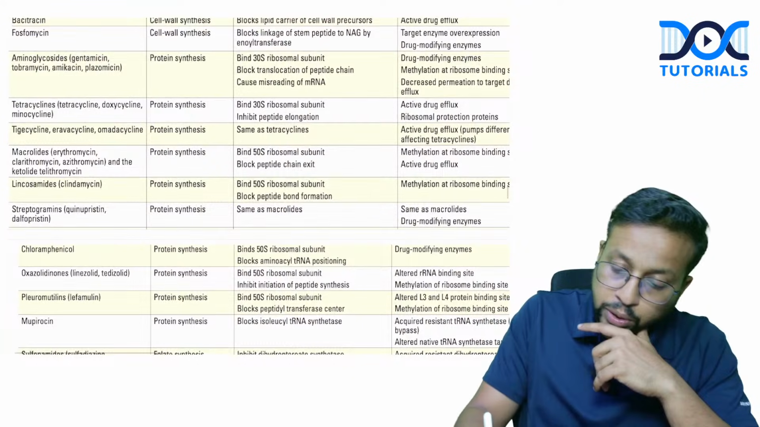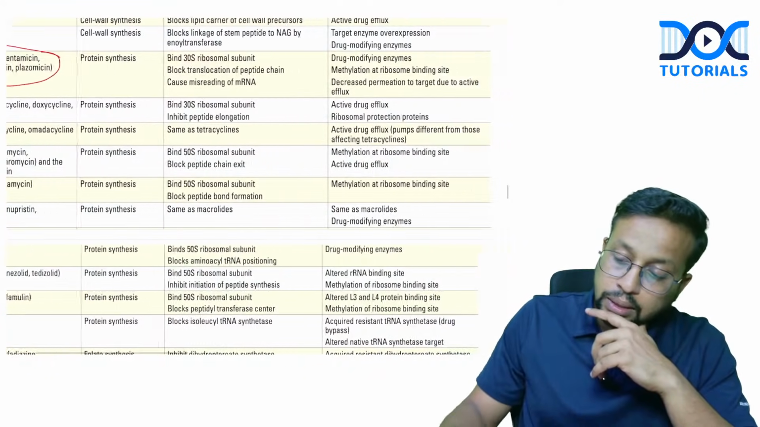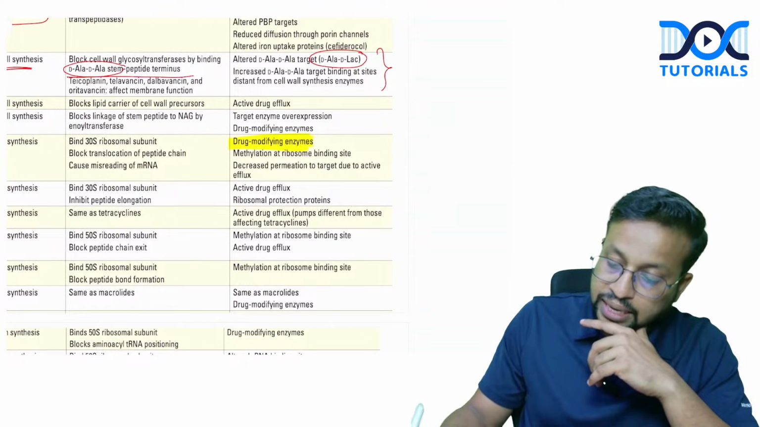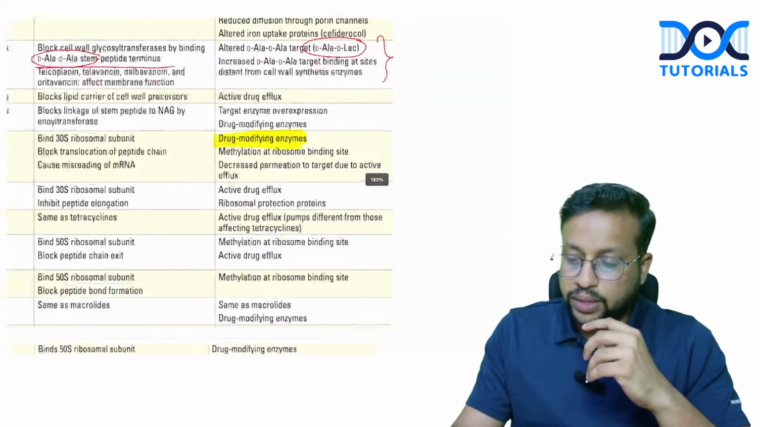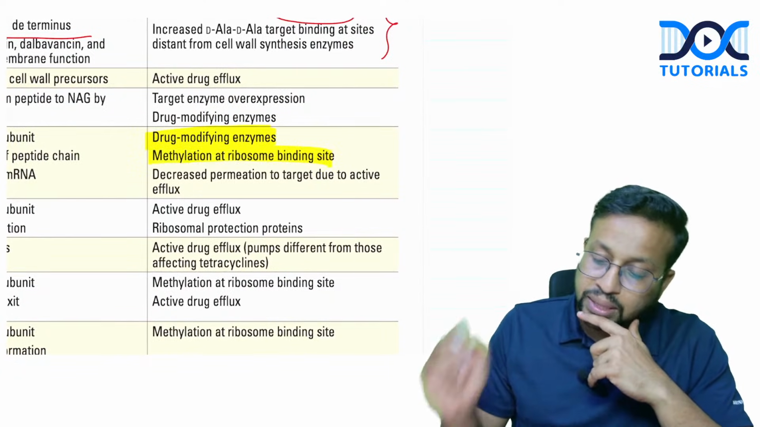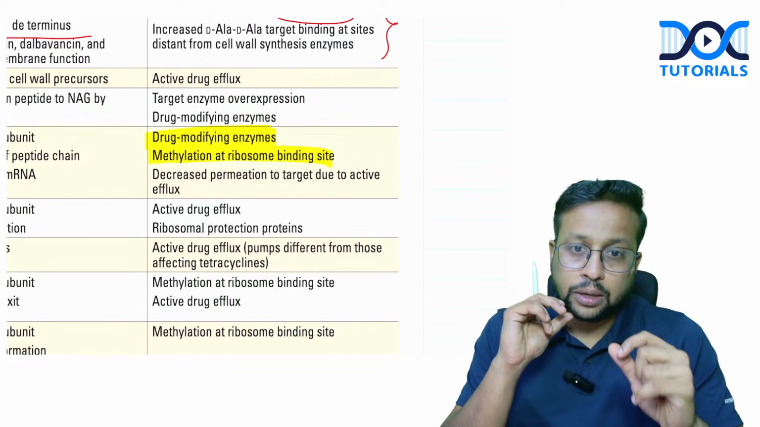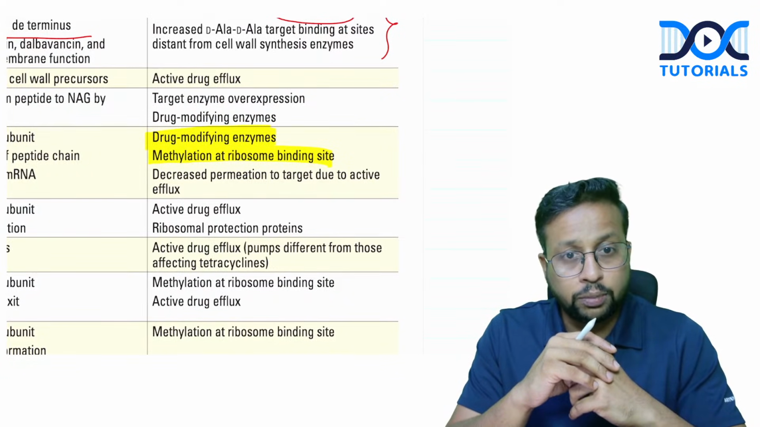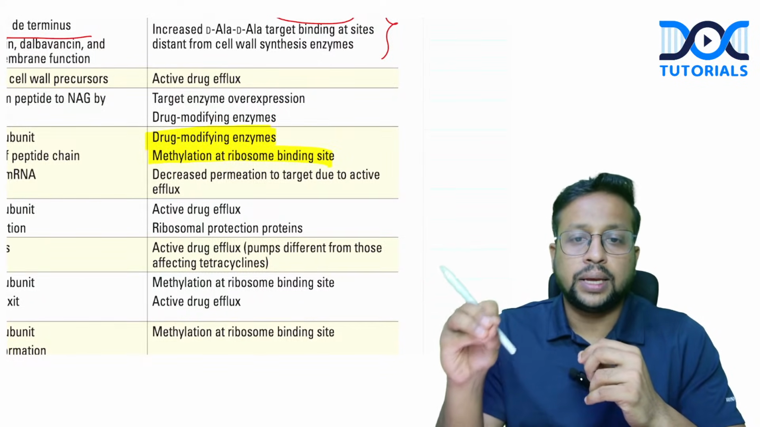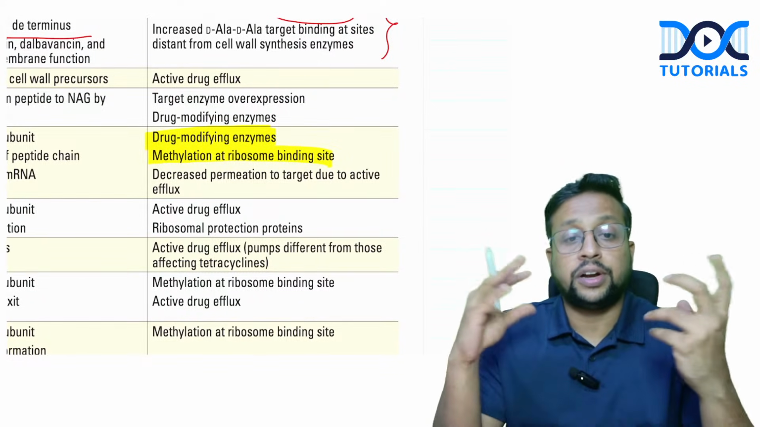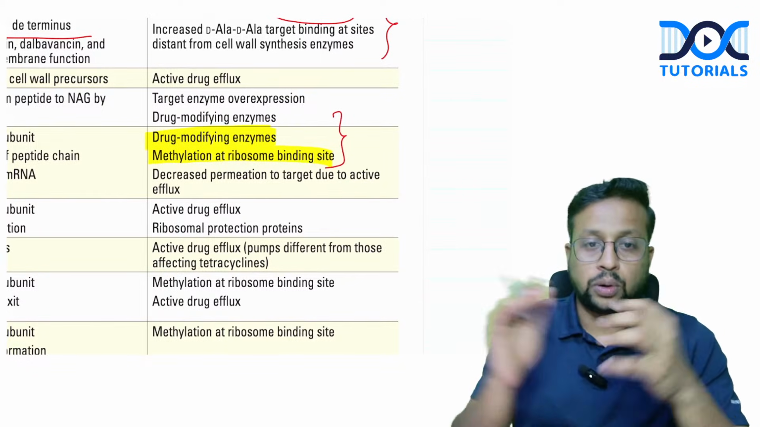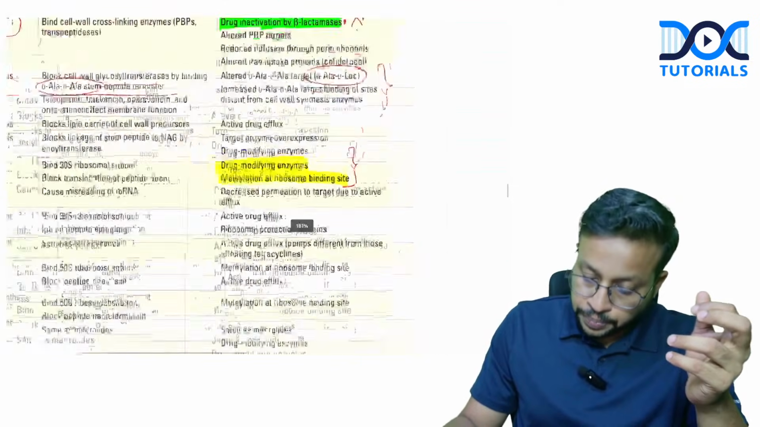Now then you have the aminoglycosides, which I have already told you about. The most important mechanism of resistance is drug modifying enzymes, which modify the antibiotic so that it cannot act. The second mechanism is methylation at the ribosome binding site. The antibiotic has to act on the ribosome. In the ribosome, the site where the antibiotic binds, there is methylation happening, so the antibiotic cannot bind. So these are the two important mechanisms by which aminoglycosides become resistant.